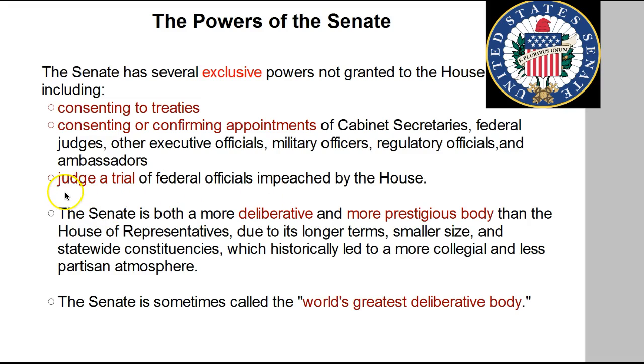They also, as we see, get to judge a trial of federal officials impeached by the House. The Senate is a much more deliberative and more prestigious body, mostly due to the fact that they have longer terms, there are fewer of them, and they tend to represent a much greater section of society. They essentially represent their state, as opposed to a House member that just represents his district. The Senate is sometimes called the world's greatest deliberative body, and that's mostly because they have the ability to filibuster.